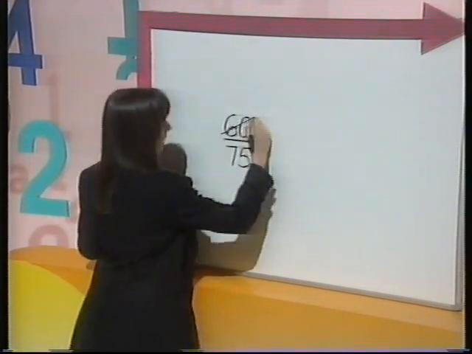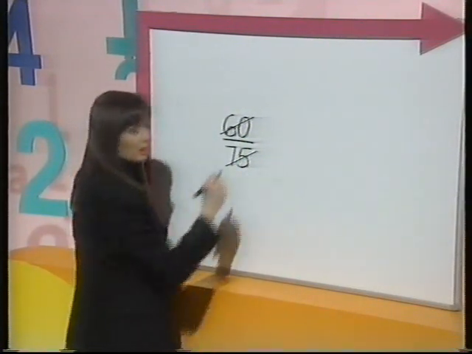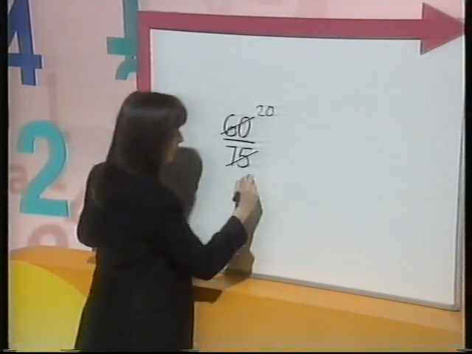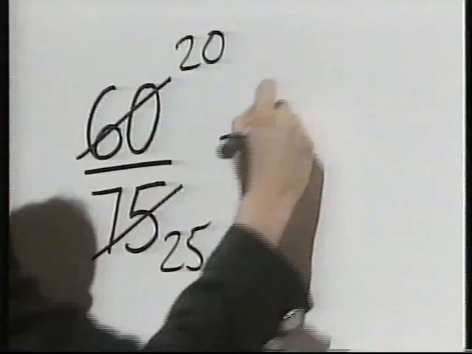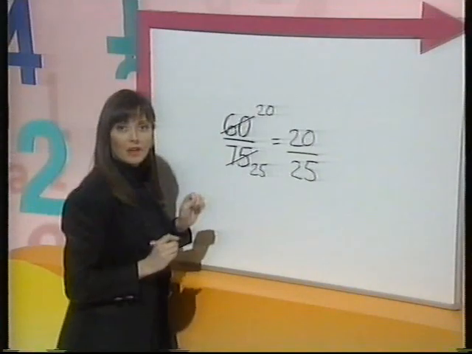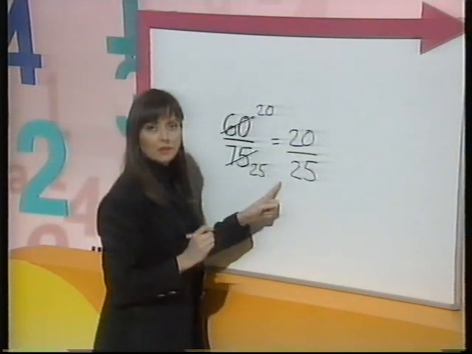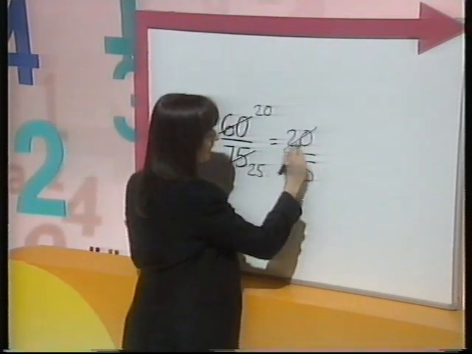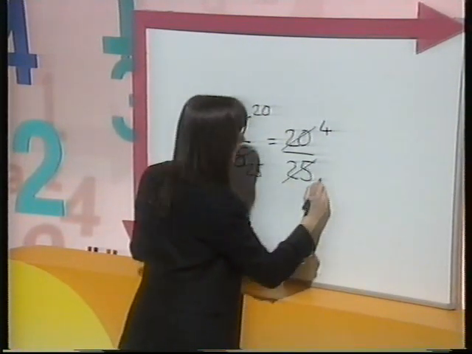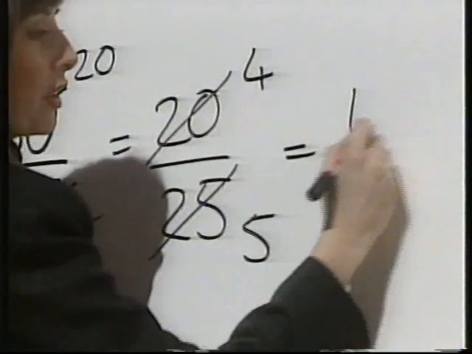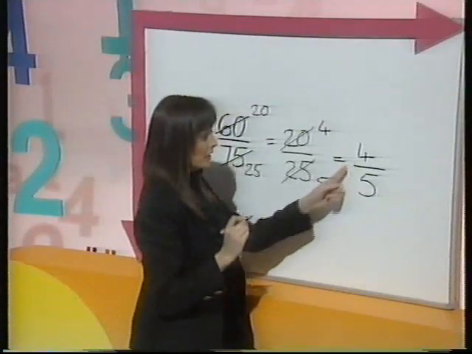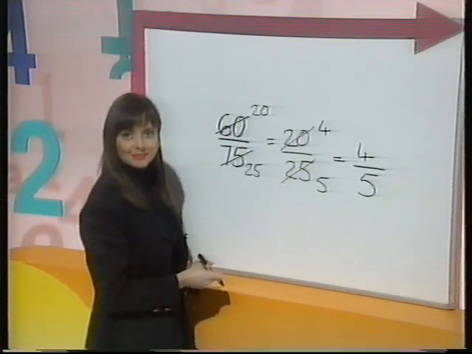Right, if we cancel here, 3 will work. So 60 divided by 3 is 20, 75 divided by 3 is 25. So that gives us 20 over 25. Well, we can divide it again, this time by the number 5. Cancel here, 20 divided by 5 is 4, 25 divided by 5 is 5. So we have the fraction in its lowest possible terms, which is 4/5, because that can't be cancelled any further.